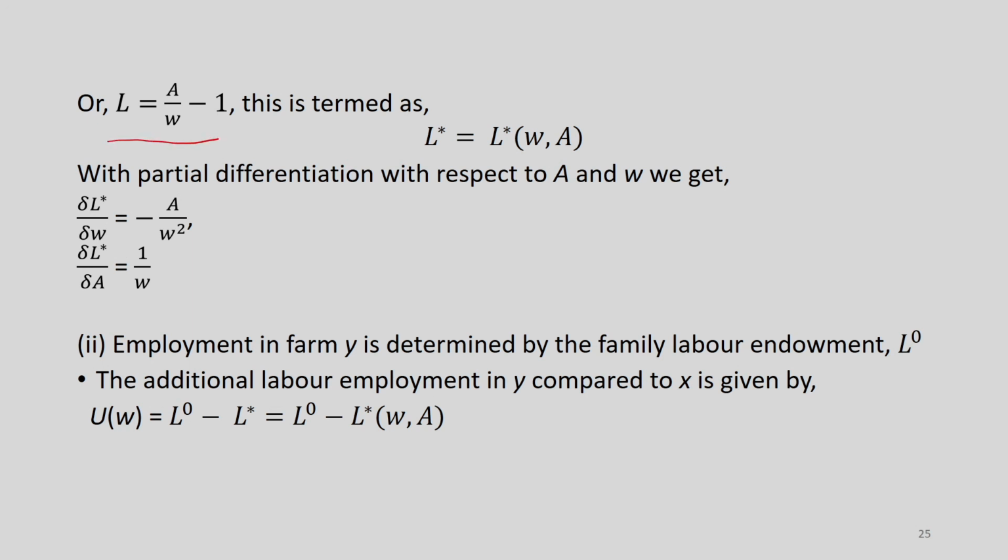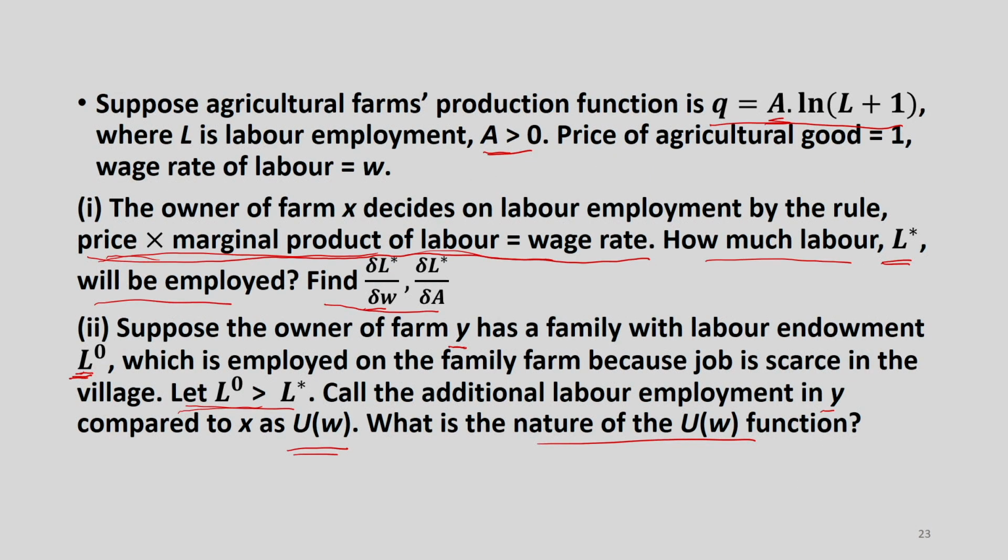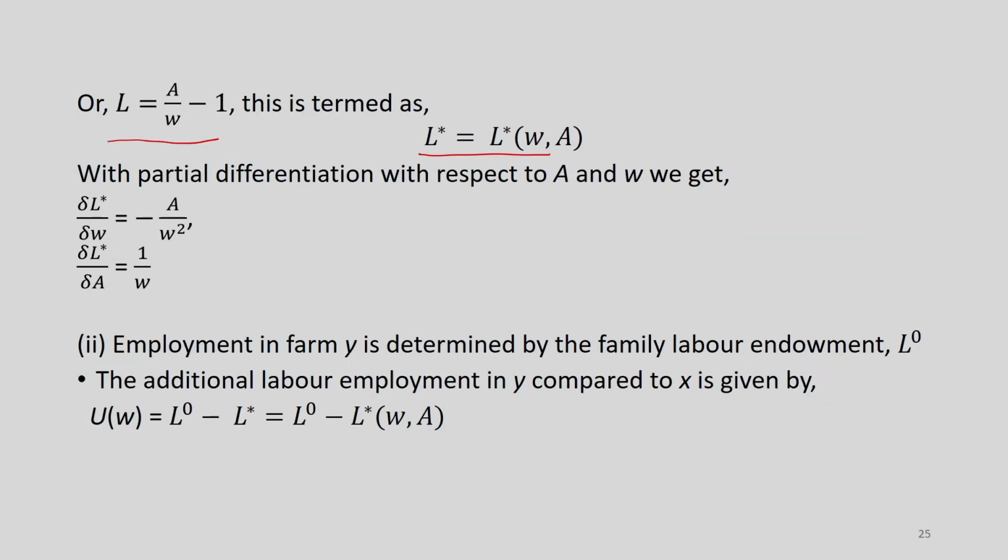So, in the next step we get this, L is equal to A divided by W minus 1, and this, as we have seen in the question, is termed as L star. There you can see how much labor L star will be employed, that we have just found out. It is given by A divided by W minus 1.